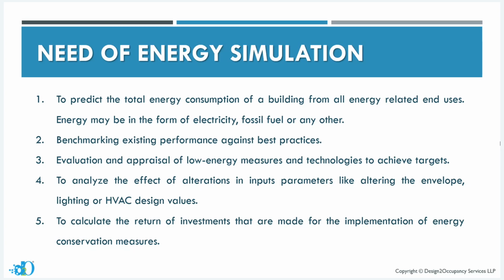To analyze the effect of alterations in input parameters like altering the envelope, lighting, HVAC. These are the same things again. How we can reduce the energy consumption by making the envelope efficient, and by making the lighting efficient and HVAC efficient. So we can put many of the input parameters, like metal lights, and we can correlate with the cost also, because we need to optimize the cost also.